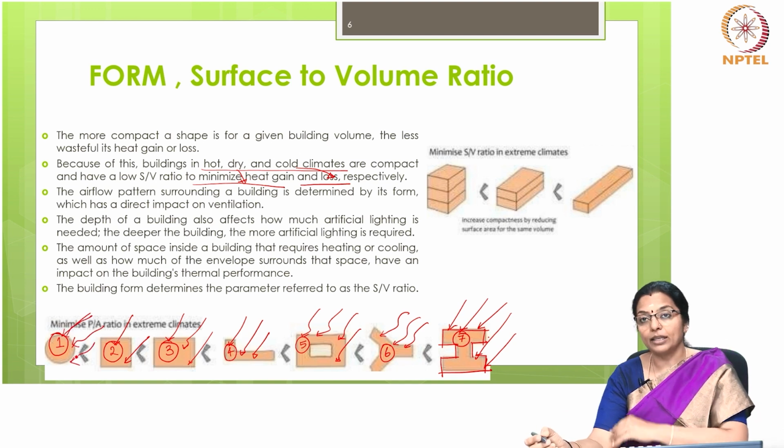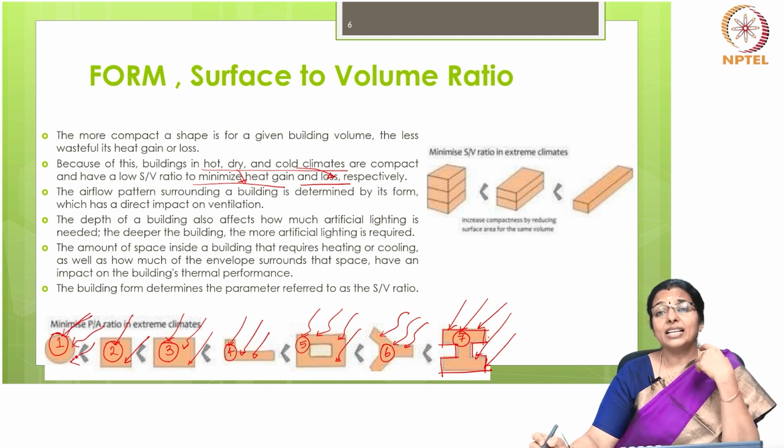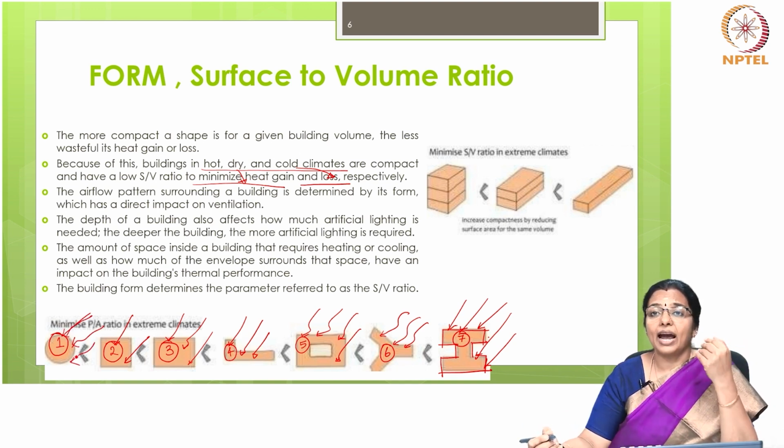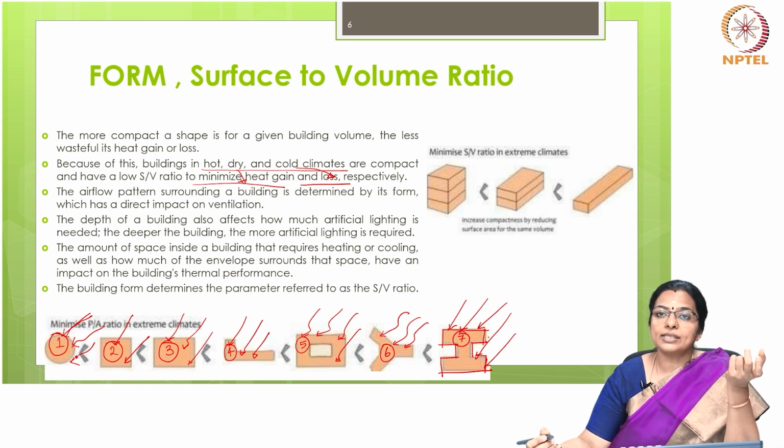Because of the form and the orientation, the self-shading aspect when it comes to solar gain or solar heat loss, and formation of vortices, and then the way the building is going to create pressure differences which can bring in airflow inside the building will vary. So the depth of the building also affects how much artificial lighting is needed. The deeper the building, the more artificial lighting is required.